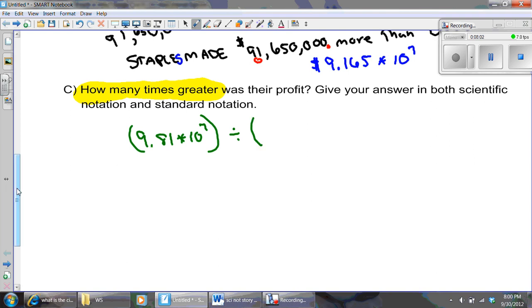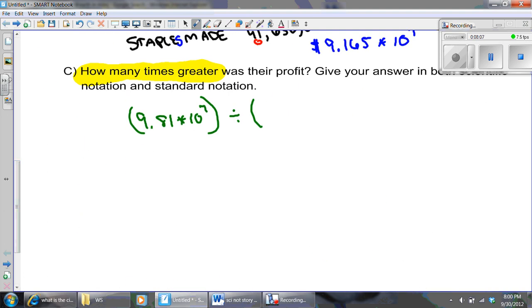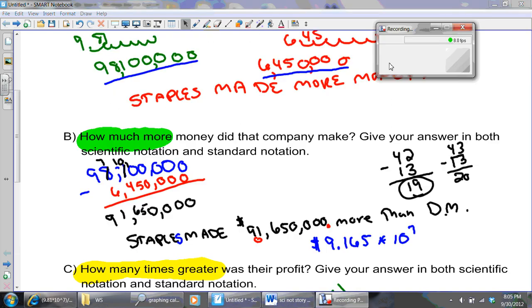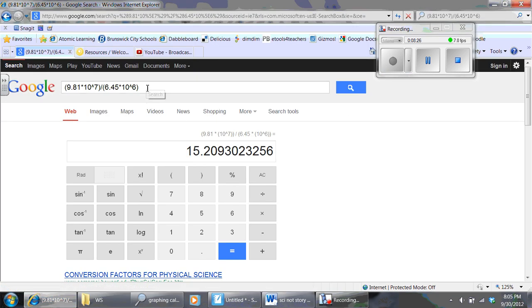what was Dunder Mifflin's profit? 6.45 times 10 to the 6th power. And I'm actually going to do this on a calculator because I'm not going to do long division of this sort. Hold on one second. I actually used Google, and I typed it in just like this that you see right here. And it did it for me. And look, I came up with an answer of about 15.2 times larger.